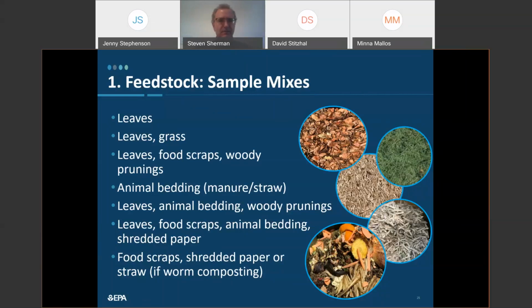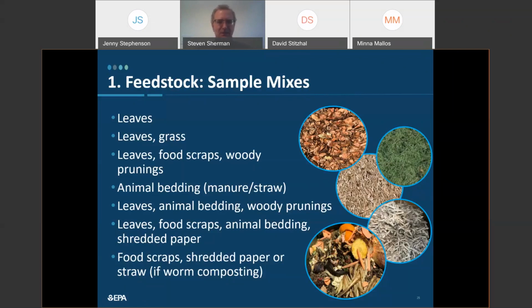So here are some sample mixes, and so just leaves, deciduous leaves, you're golden. Next one, leaves with some fresh grass or not so fresh grass, you're golden. Leaves with some food scraps, a small amount, and some woody prunings that ideally are chopped a little bit. So say there were some branches and you chop them up a bit, that's good.